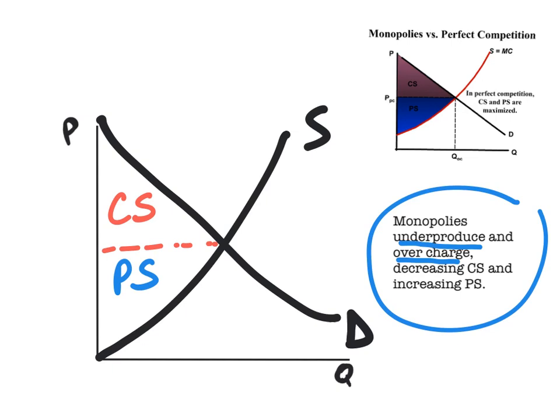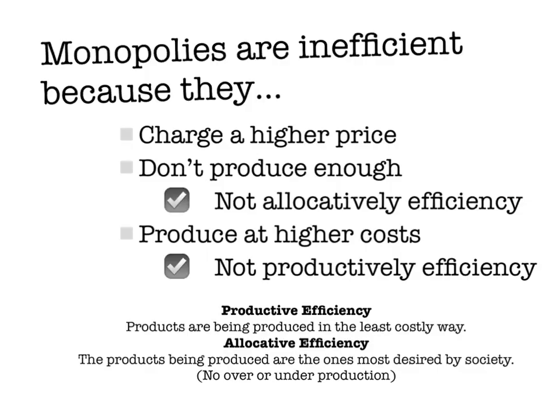Again, perfectly competitive is efficient. We maximize consumer surplus and we maximize producer surplus. There's no deadweight loss. But there is deadweight loss in a monopoly because, again, they underproduce and they overcharge. That's the problem. All right, so here are your notes explaining how monopolies are inefficient.